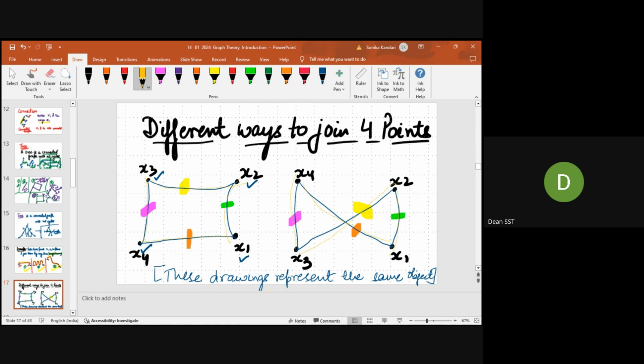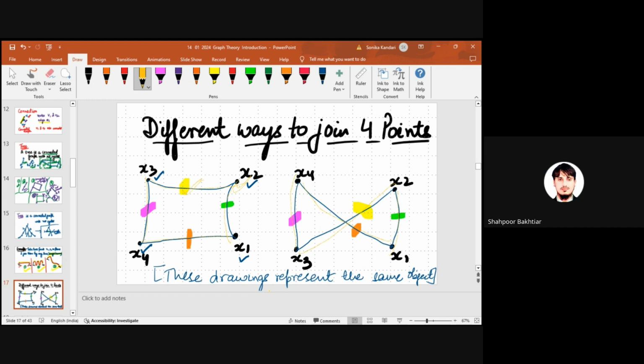Anyone? No, ma'am. Not same object. Yes. Because from X4 to X2 there is no connection. No. I want to say whether this set of edges and vertices represents the same diagram.